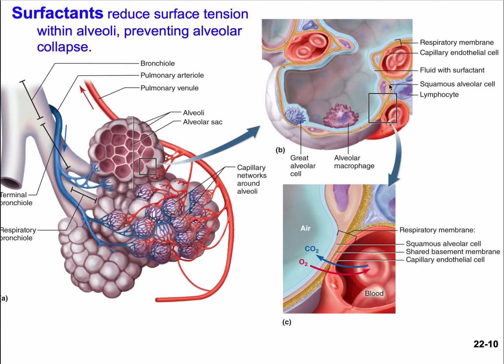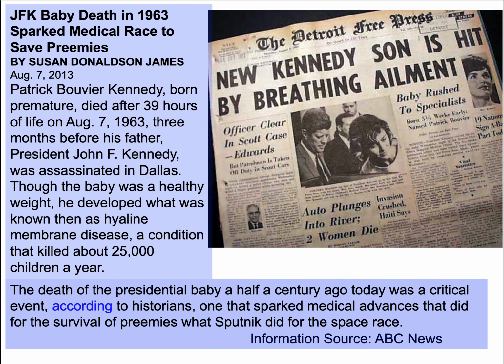Now notice that here in brown, so we're going to look closely over here. Here in brownish color is that inner squamous cell, and the surfactant's on the inner surface of that cell. So the surfactant is a coating, a fluid coating. Think about it that way. And that's so very important.